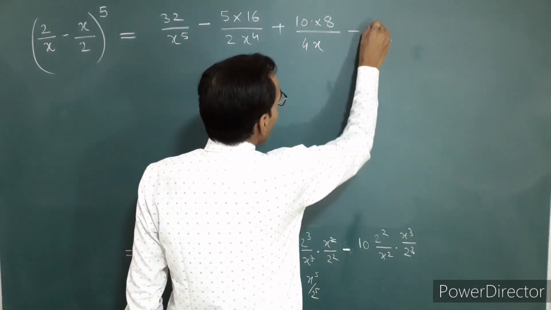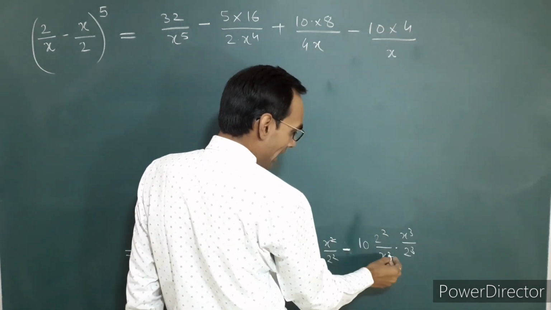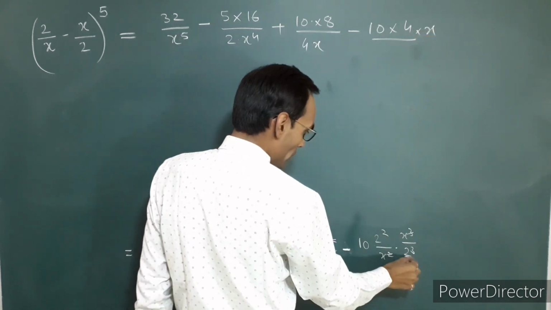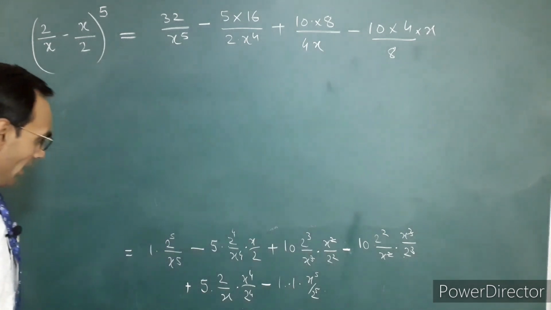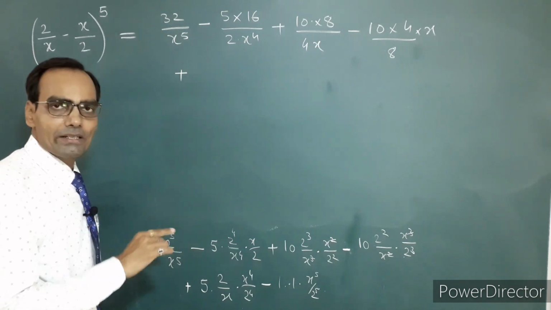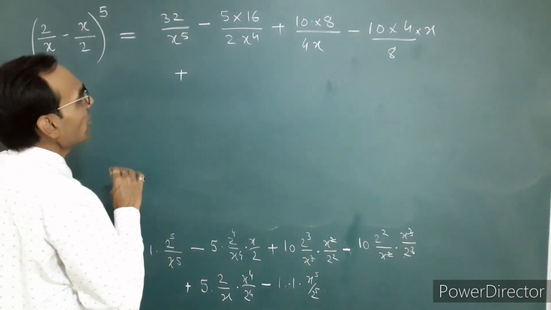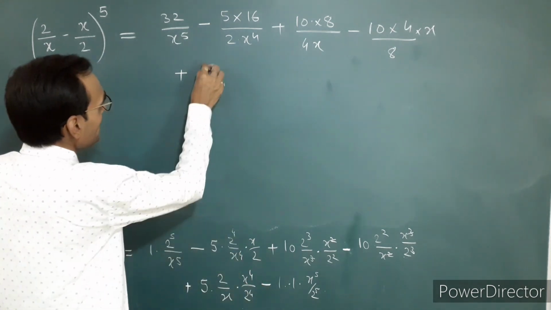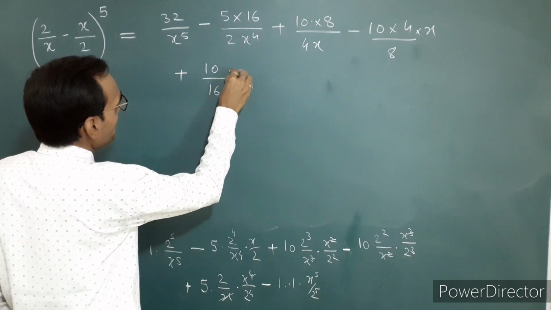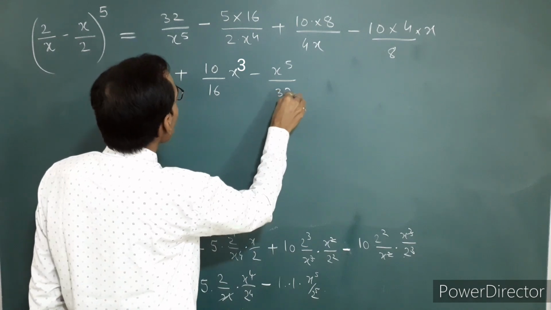Okay, and minus 10 into 2 raised to 2, which means 4, upon x raised to 2, and here x raised to 2 will be cancelled by this x, so we get in the numerator x upon 2 raised to 3 is 8. And now plus, now student, remember here in this expansion the signs between the terms come alternately, plus minus plus minus plus minus, remember that. So the next term is 5 into 2, that is 10, upon this x will be cancelled by this x, upon 2 raised to 4, so it is 16 into x, and minus x raised to 5 as it is upon 2 raised to 5, that is 32.